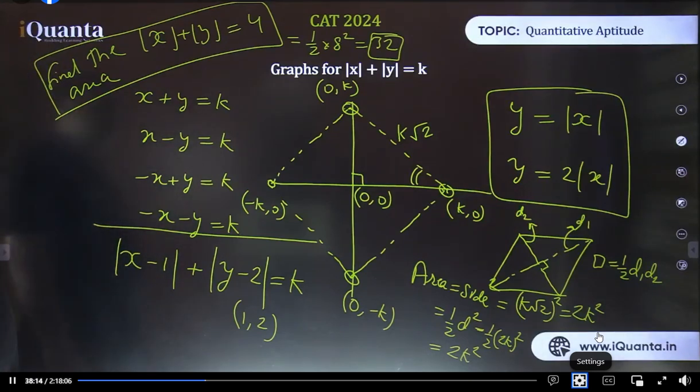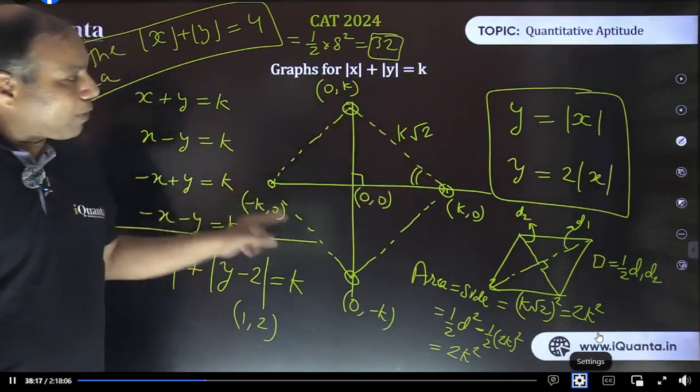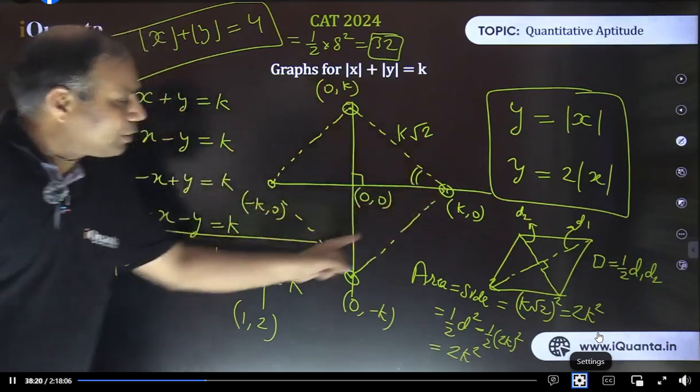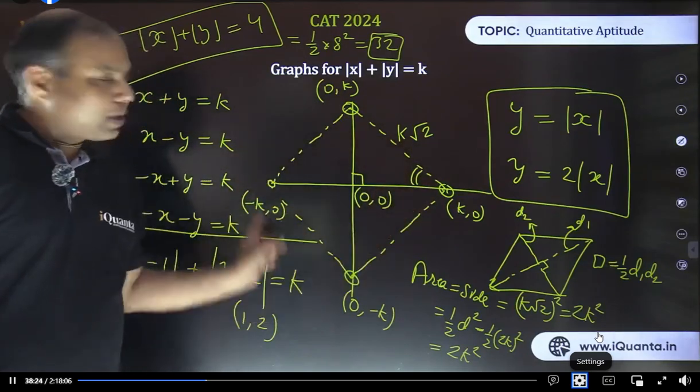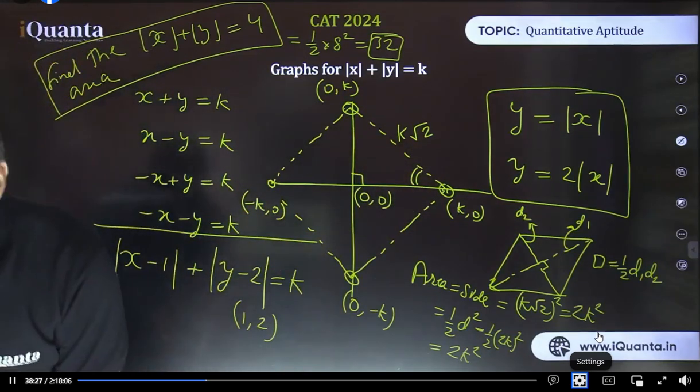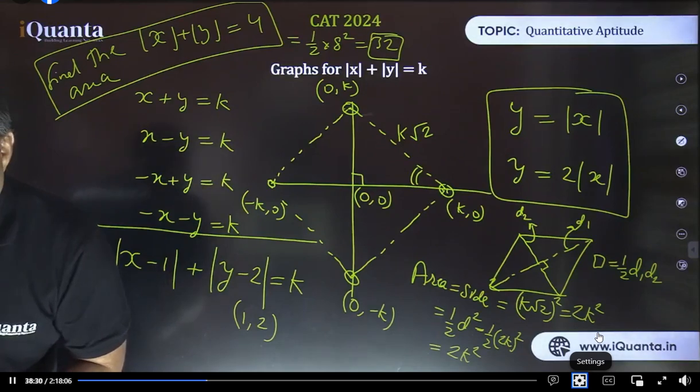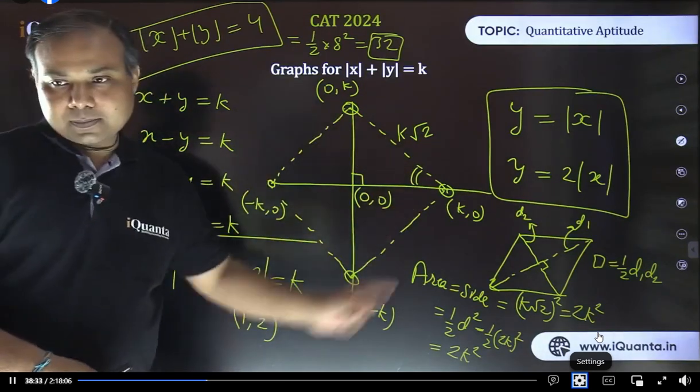Okay, so now the next point is the number of points with integral coordinates inside. On the boundary, can you tell me how many points are there? Somebody wrote, I think Aditya has written 4k. On the boundary, how many points are there?